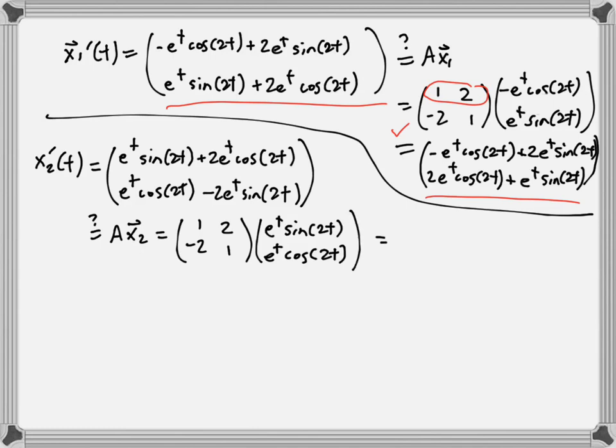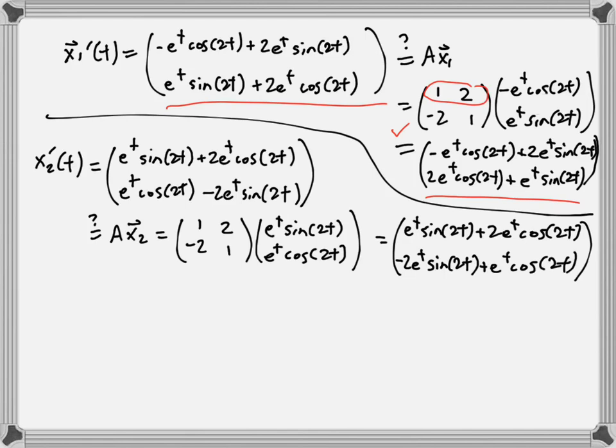And this is equal to, again, do matrix multiplication on this. You get e to the t sine of 2t plus 2 e to the t cosine of 2t. And the bottom one's going to be negative 2 e to the t sine of 2t plus e to the t cosine of 2t. And we notice that this and this are the same thing, right? They're exactly the same thing.